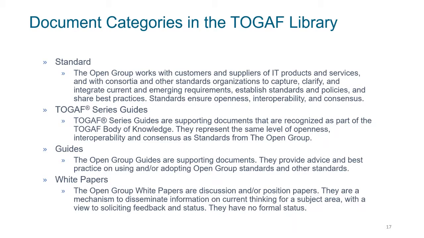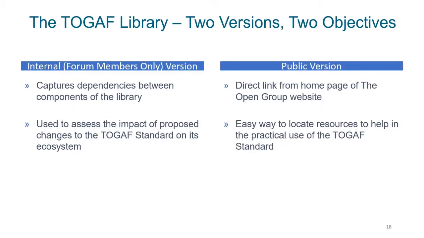So the library also includes the standards, the series guides, the guides, and the white paper. So the standard is, as I said, the components associated with TOGAF, or what constitutes TOGAF. The series guidance are those supporting documents that are now part of the body of knowledge, right? The guides are supporting documentation to provide maybe additional best practices or advice, if you wish. And the white paper, from lessons learned, you can bring into the collection of knowledge in the library as well. So this is what the TOGAF library is showing you.